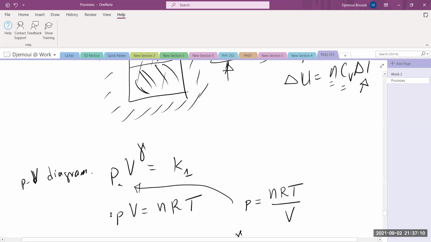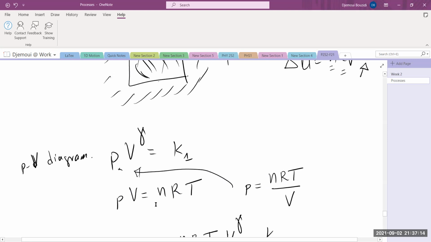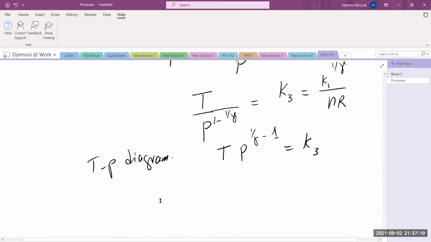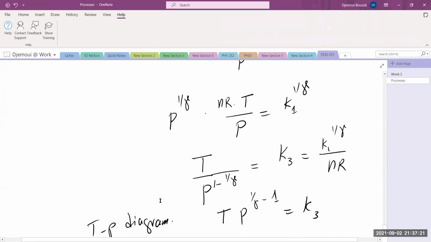Okay. As long as you use this expression PV equal to nRT, which is the ideal gas law, however you use it, you're going to eliminate one of the factors to get to the other one. As long as you have this understanding, you should be in good shape.